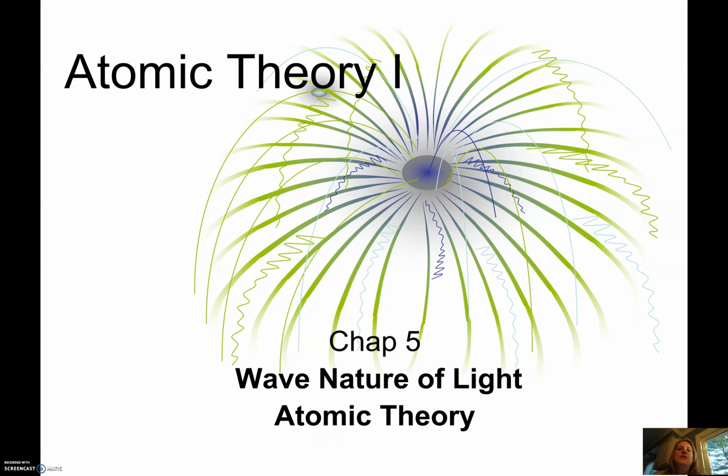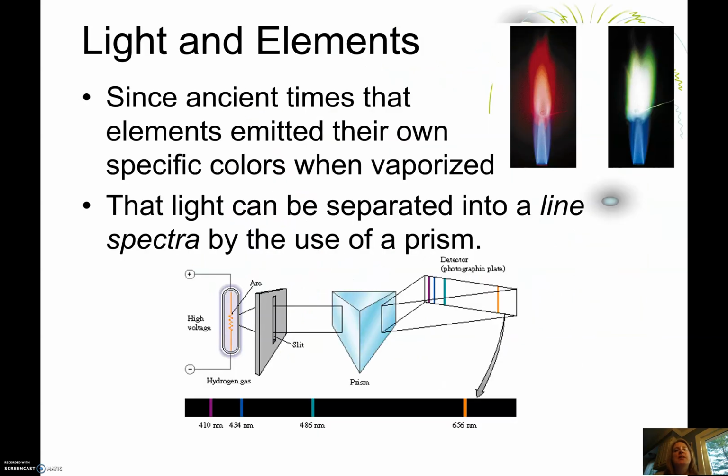In our first video in Unit 3, we're going to continue talking about the development of atomic theory. But to do that, we're going to go back in time. Even way back when, people always knew that when you burned different things, you got different colors. In fact, when we do the flame test lab, we'll see that copper, when we burn it, is actually green. Sodium is kind of a boring yellow.